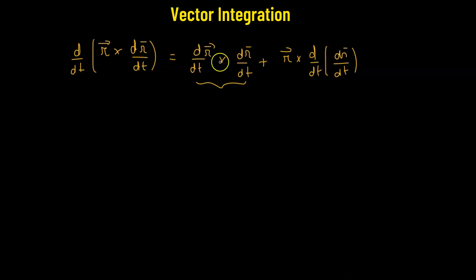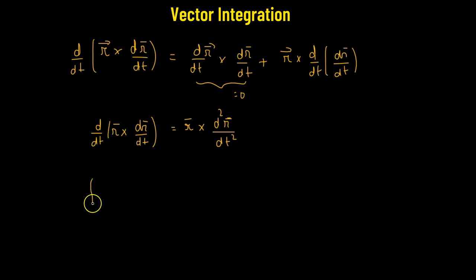Now these two vectors are exactly the same, so they are parallel to each other, and their cross product by definition must go to 0. So we're left with the second term, which becomes r vector crossed with the second derivative of r with respect to t. So when we take the derivative with respect to t of the cross product between r and its first derivative, that gives us the cross product between r and its second derivative. Now by definition, if we integrate r crossed with the second derivative of r with respect to t, then this value must be equal to r vector crossed with dr over dt plus the constant of integration c.